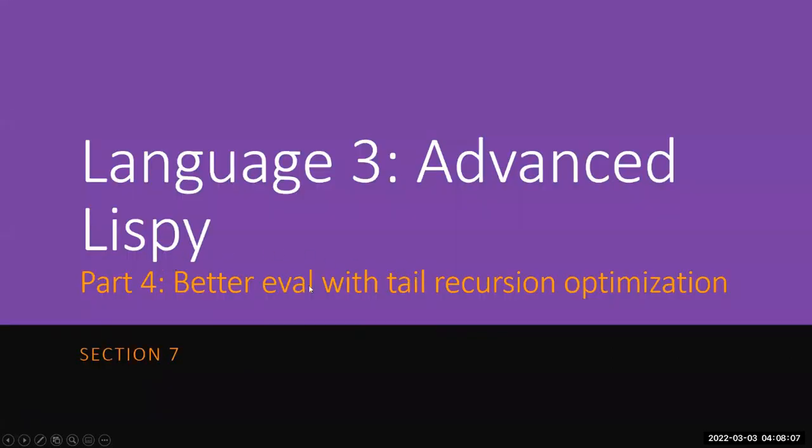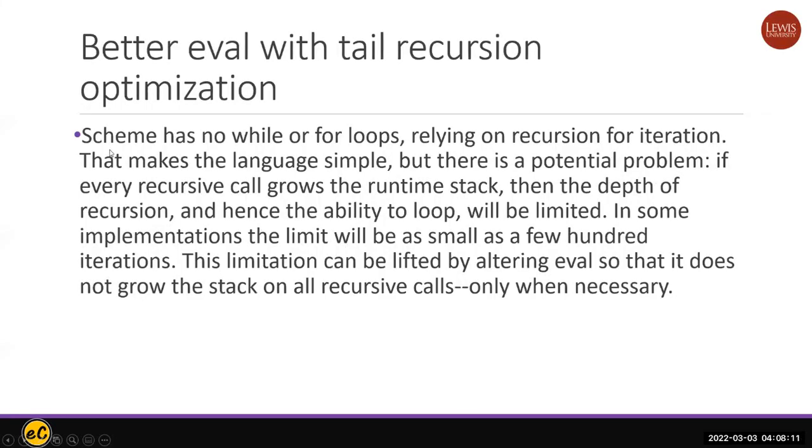And then we actually also optimize for tail recursion optimization, okay? So Scheme has no while or for loop, relying on recursion for iteration. This makes the language simple, but there is a potential problem: if every recursive call grows the runtime stack, then the depth of the recursion, and hence the ability to loop, will be limited.